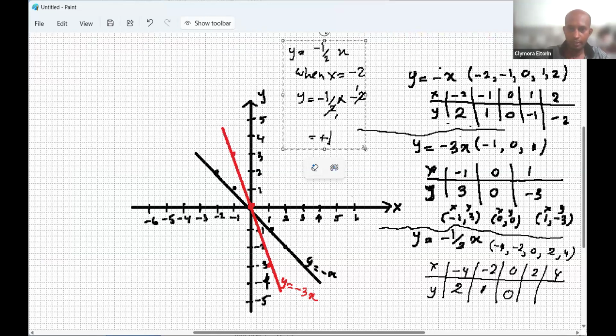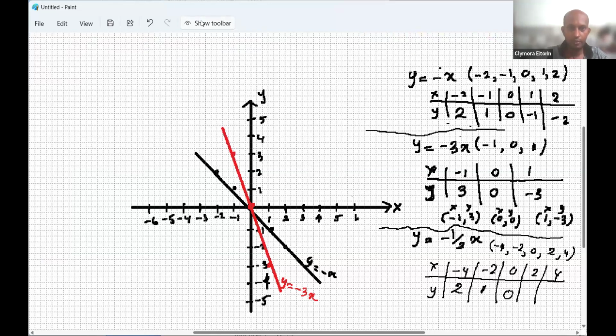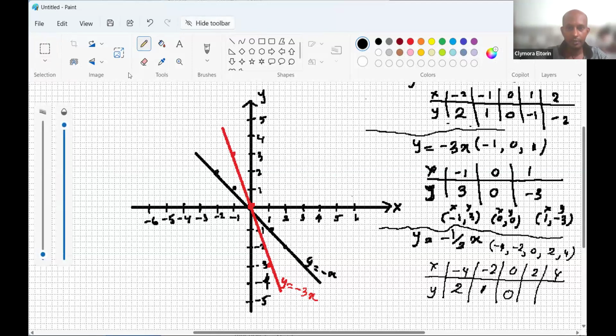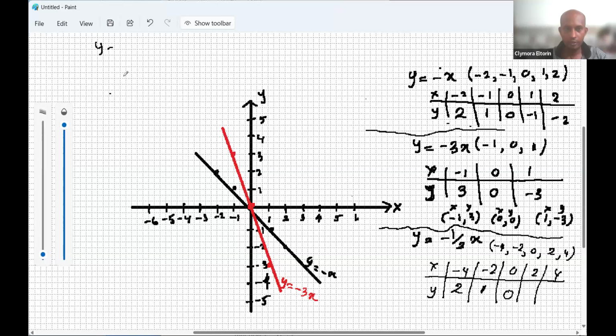Now we have already filled in three values. Let's see how to fill in the remaining two values. What's the equation? y equals minus half x. Now we need to substitute when x equals 2. y equals minus half into 2. 2 will cancel, here 1, here already 1. 1 into 1 is 1. Minus and plus means different signs. The answer is minus 1. So in here, minus 1.